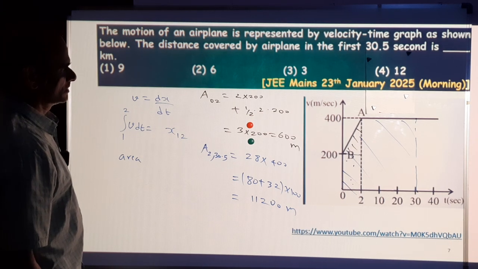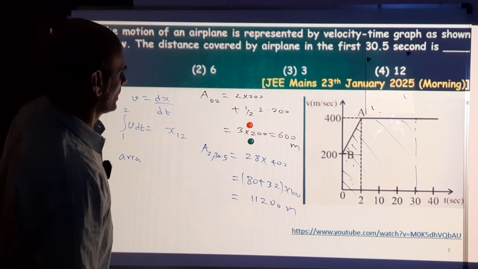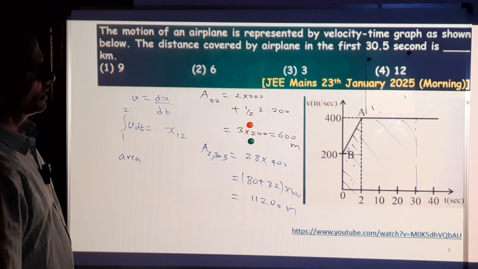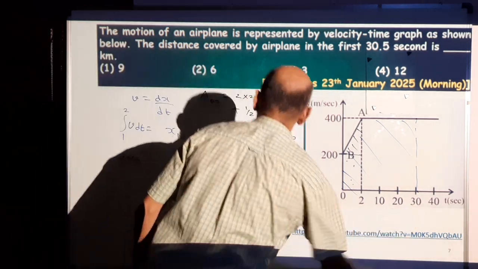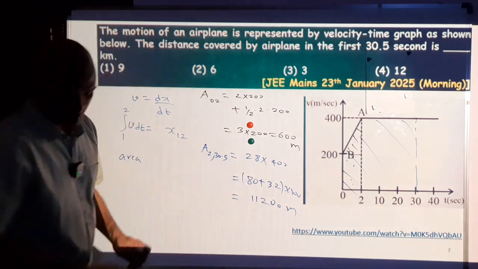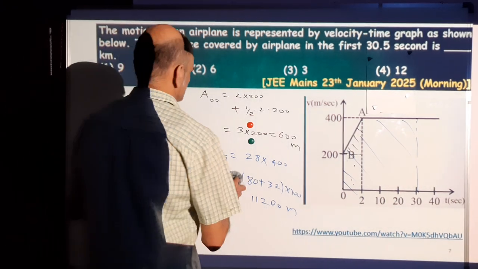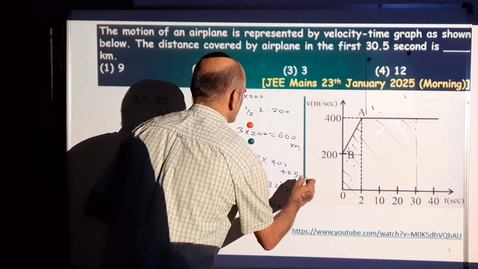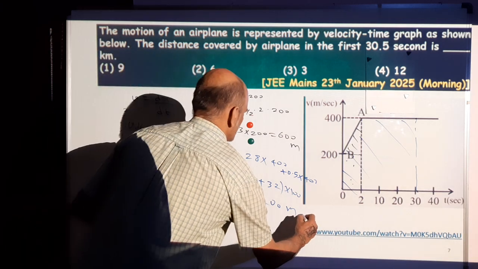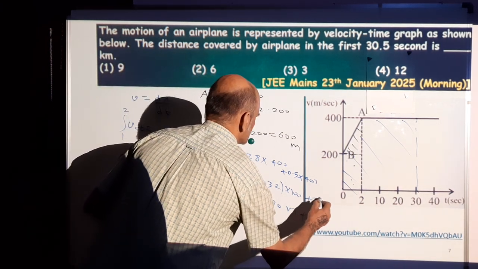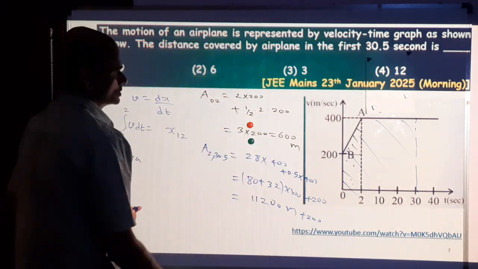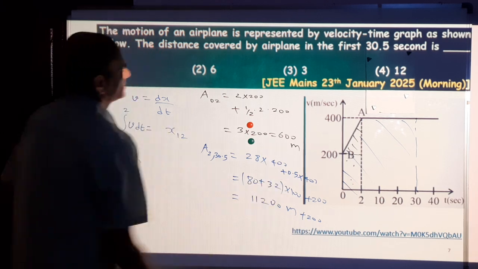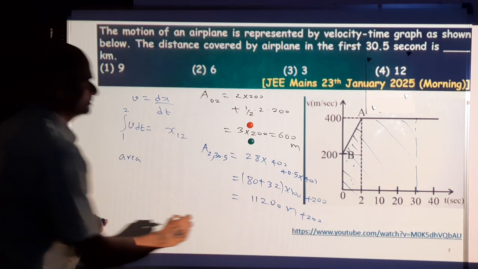So this is half into base into height. Sorry, I made some mistake here. It's 30.5, right? So this thing is 28.5. So plus 0.5 into 400, that is 200, plus 200 plus 200. First 30.5 seconds. So 30.5 minus 2 is 28.5. So here there is a mistake. So I compensated here. 0.5 into 400 is 200, will get added up.